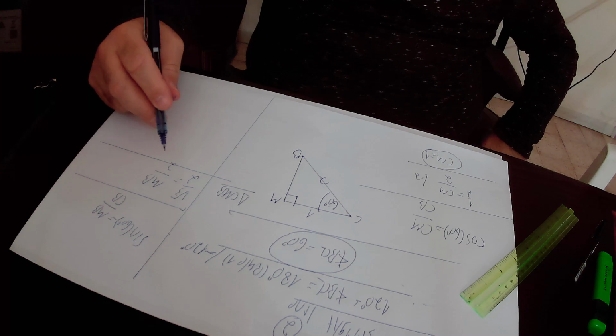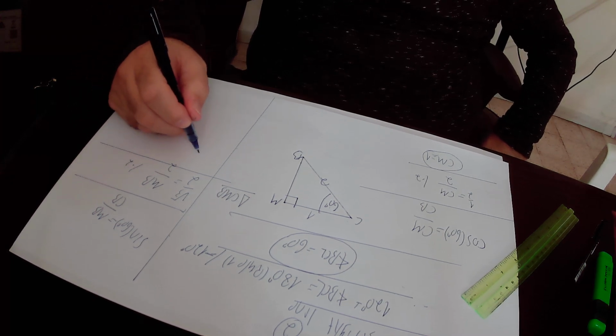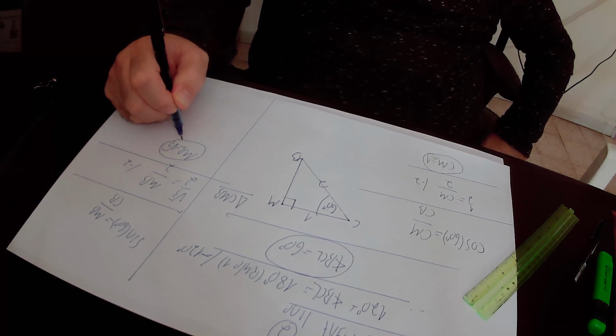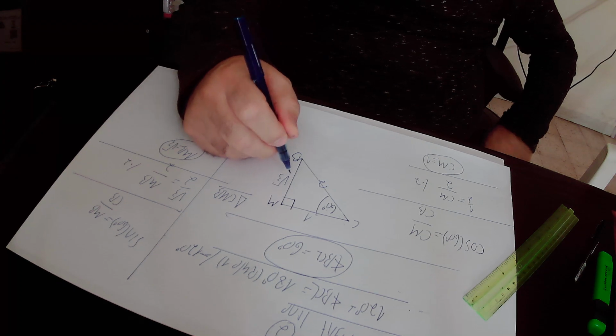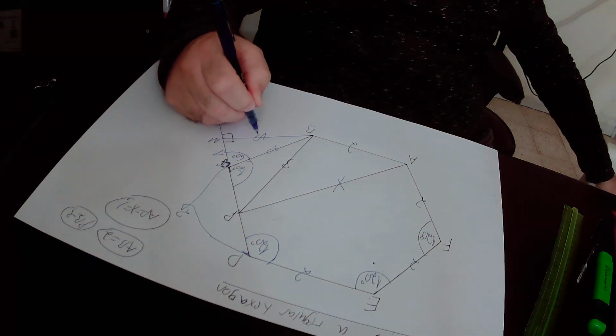In conclusion, we found that square root of 3 over 2 equals MB over 2. Here we multiply this equation by 2, and we find that MB equals the square root of 3 units, and we can write down in the original drawing that MB equals the square root of 3 units.